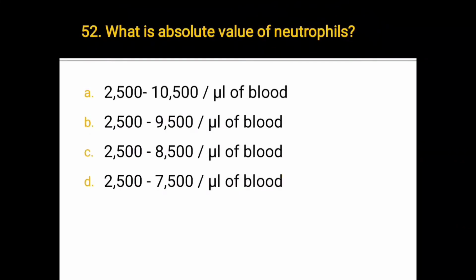What is the absolute value of neutrophils? A. 2500 to 10,500 per microliter of blood. B. 2500 to 9500 per microliter of blood. C. 2500 to 8500 per microliter of blood. D. 2500 to 7500 per microliter of blood. Correct answer: D. 2500 to 7500 per microliter of blood.